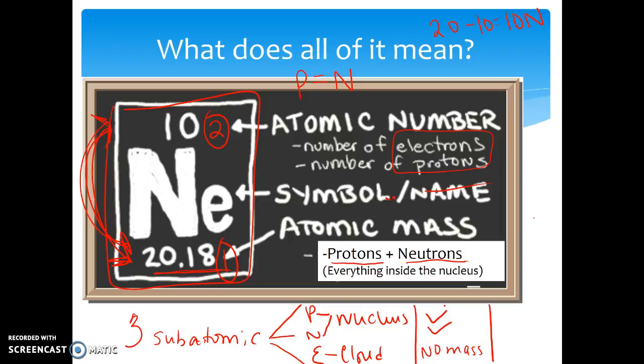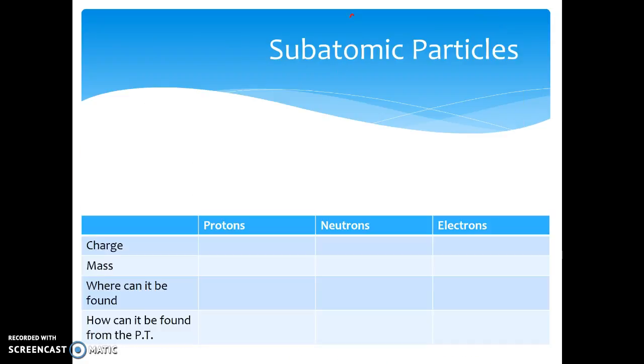If you have any questions about that, raise your hand now, and I'll be happy to come around and help you. For those of you that are still on track, we're going to move on to subatomic particles.